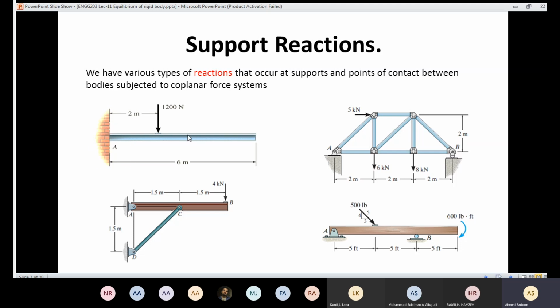For example, here, the beam has been fixed inside that wall, so the beam is not going to move down or move to the left or right, and also it is not going to rotate. Since the beam is fixed into the wall, especially that section here, it's not going to rotate like that. It's not going to move here or here. It's not going to move up or down because of that support reaction.